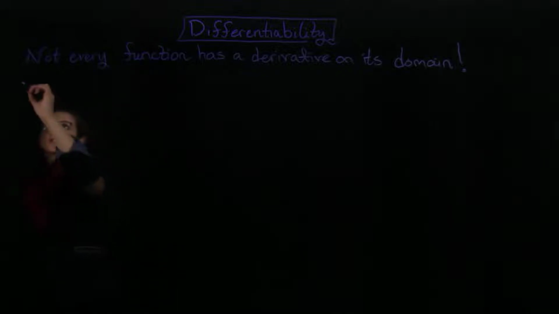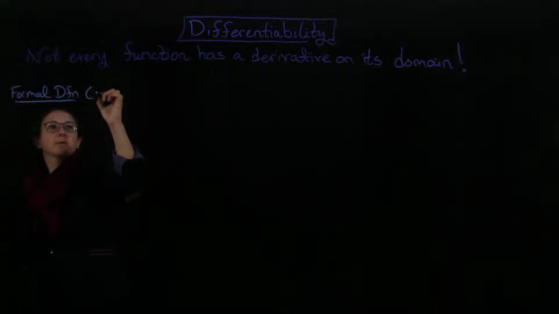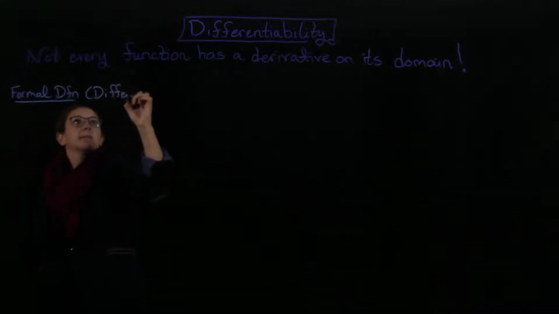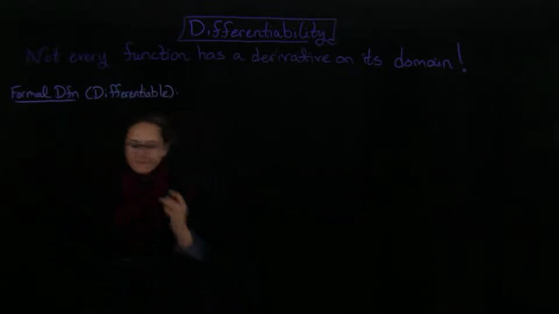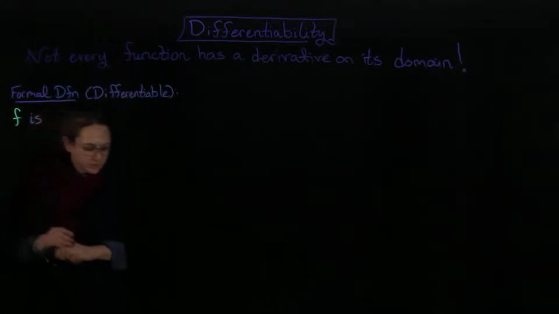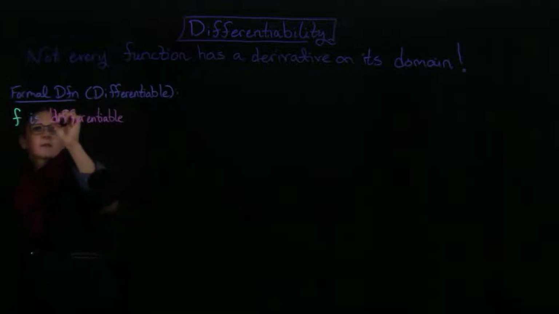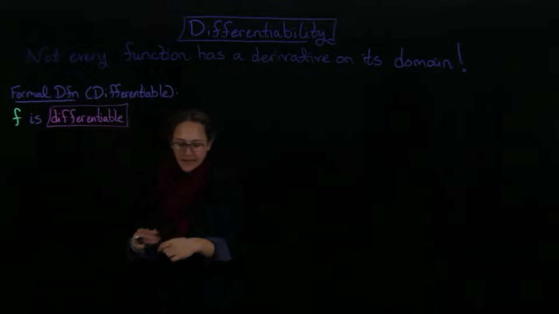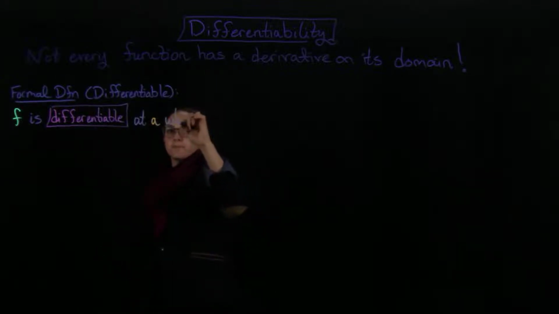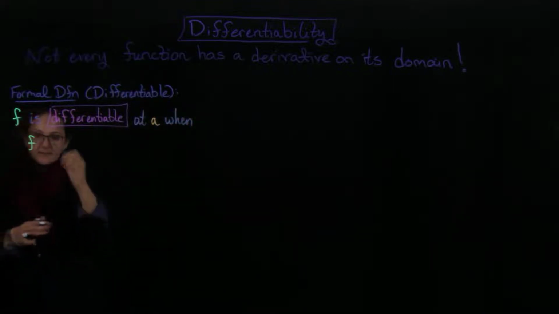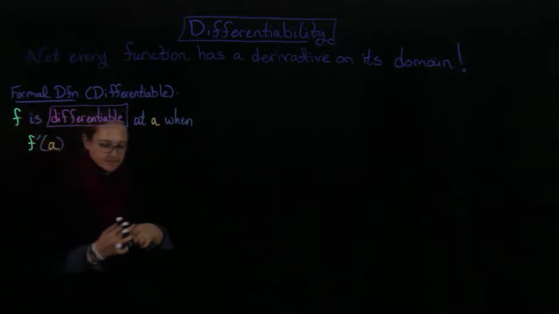Here is the formal definition of differentiability, or what it means to be differentiable. We're going to say that f is differentiable at a, at this particular value a, when this derivative exists. So it's differentiable when this derivative does exist.